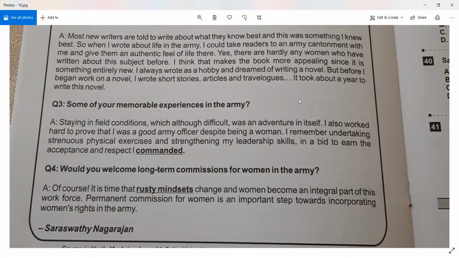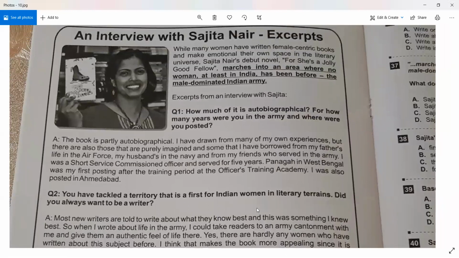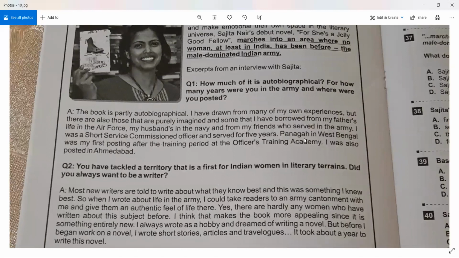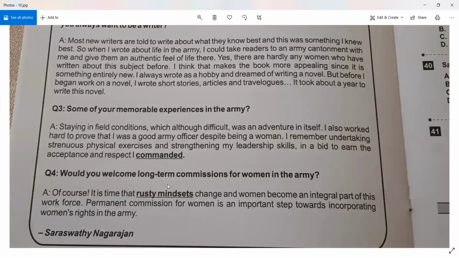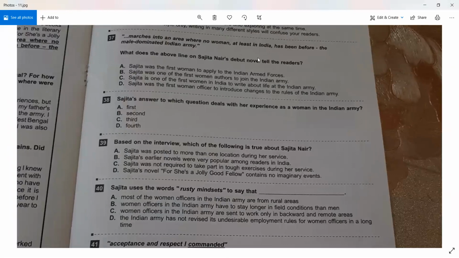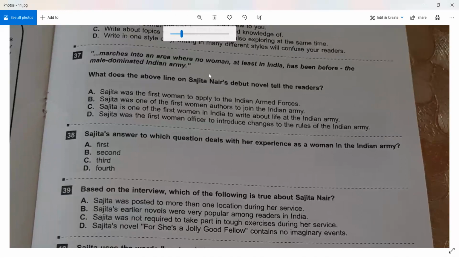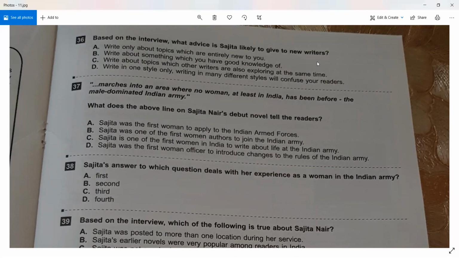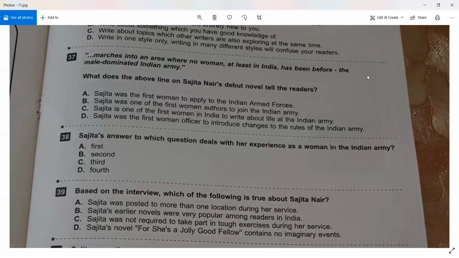Focus on the underlined words in the passage, underlined over here. Underlined words. Now let us proceed to the question answers. Eliminate the incorrect answer. Narrow down your search. Let us proceed.